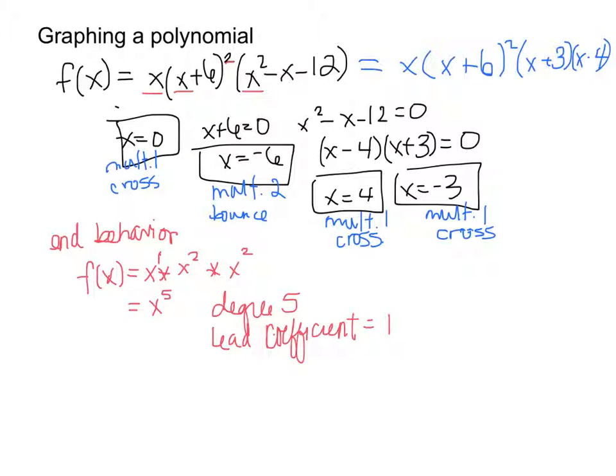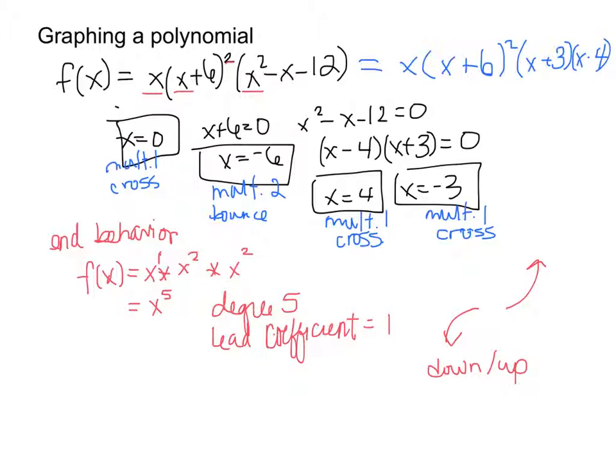Which means the end behavior should be down, up. It should behave very similar to something like x cubed would. So we have one more thing to do before we can graph this. We have to find some other ordered pairs.